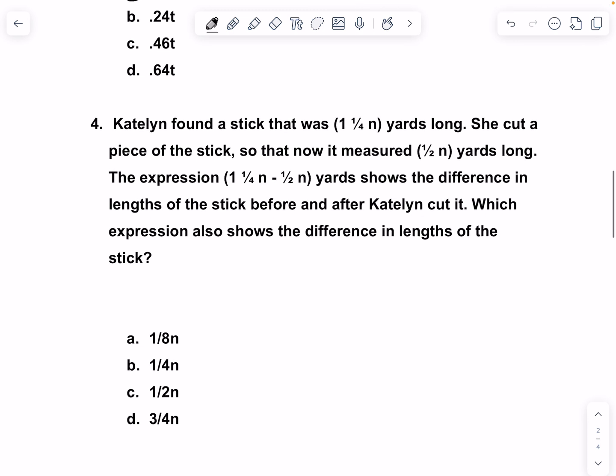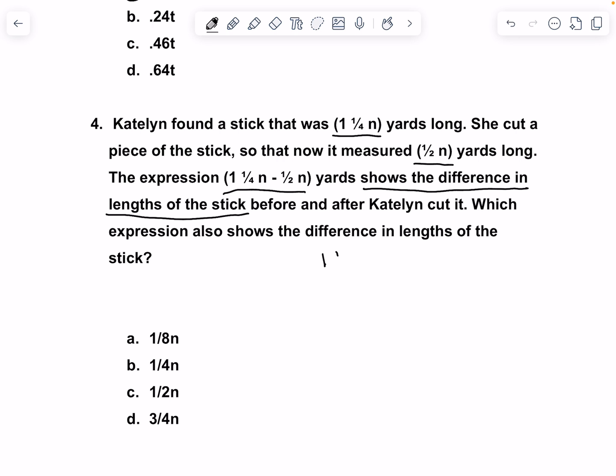Number 4 says that Kaylin found a stick that was 1 1/4 n yards long, and she cut a piece of the stick. Now it measures 1/2 n yards long. The expression 1 1/4 n minus 1/2 n shows the difference in length of the stick before and after Kaylin cut it. Which expression also shows the difference in lengths of the stick?